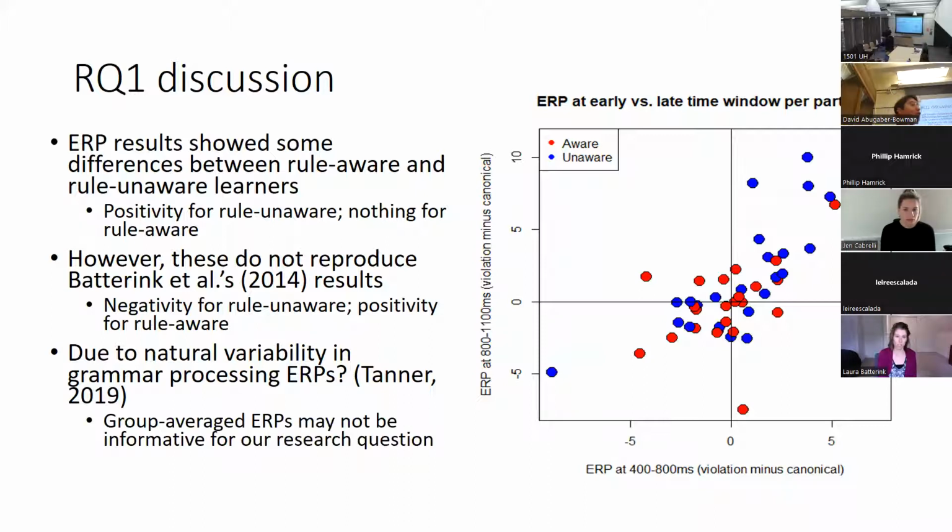And it suggests in turn that group average ERPs may not be ultimately informative for our research question, because whether or not you get a significant ERP in the group-based analysis just reflects whether more of the dots happen to be in the top right corner and the bottom left corner.